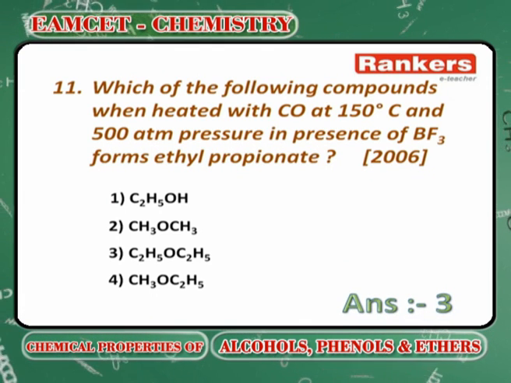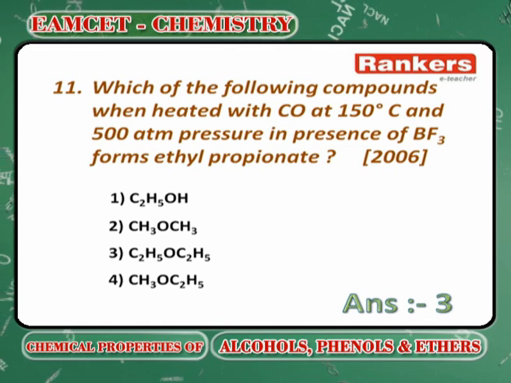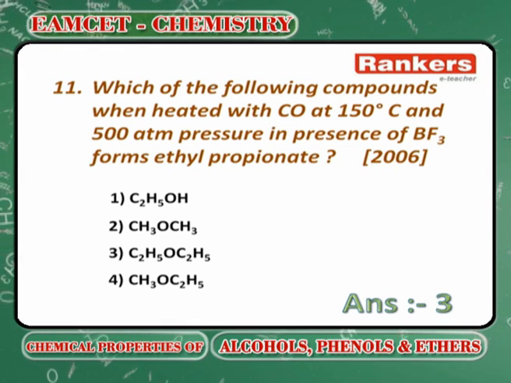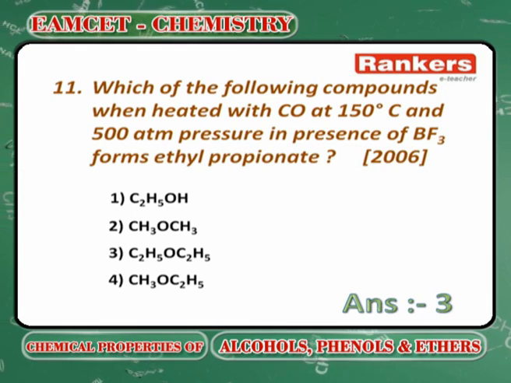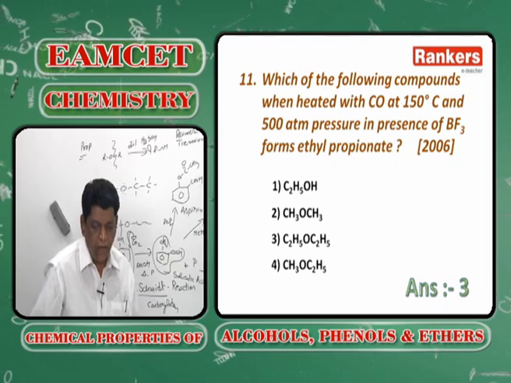Which of the following compounds when heated with carbon monoxide at 150 gives an ester, ethyl propanoate? Answer is 3. Just now we have seen the insertion of a CO group; it becomes an ester, that is ethyl propanoate.